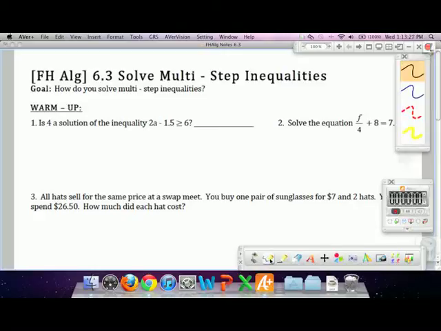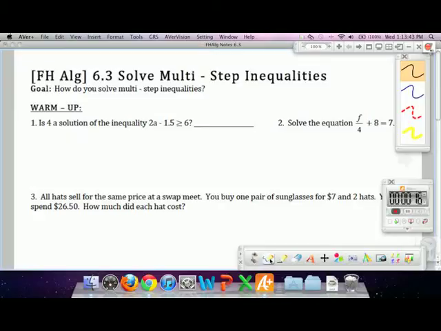When we solve a multiple step inequality, we're going to solve it just like we would a multiple step equation, so all the same rules. So we'll undo the adding, undo the multiplying, undo whatever it is going on. We'll undo PEMDAS in reverse, just like you're solving an equation.